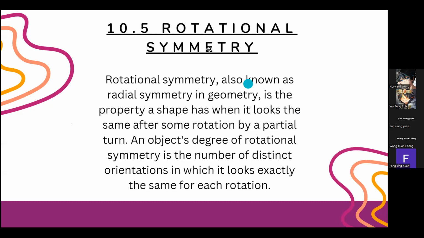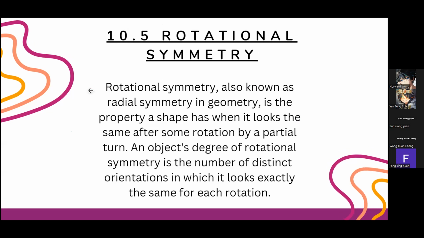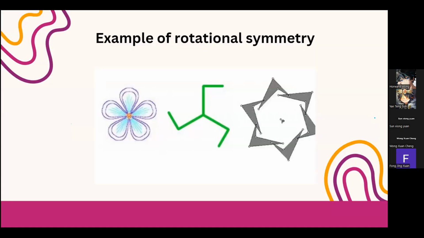10.5 Rotational symmetry. Rotational symmetry, also known as radial symmetry in geometry, is the property a shape has when it looks the same after some rotation by a partial turn. An object's degree of rotational symmetry is the number of distinct orientations in which it looks exactly the same for each rotation. So here are some examples of rotational symmetry.